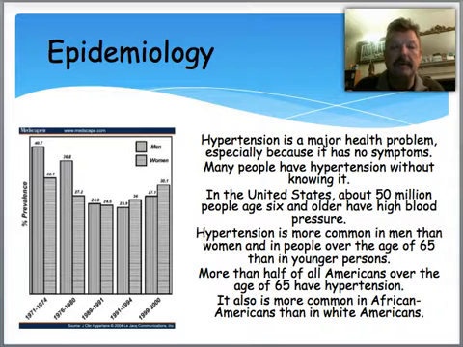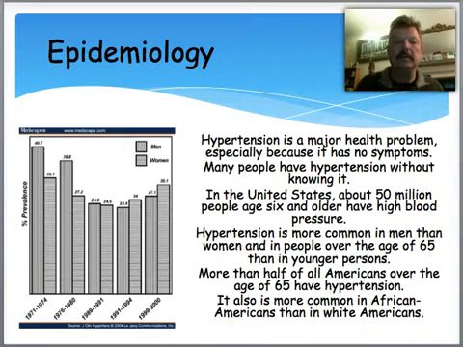Hypertension is more common in men than in women, and in people over the age of 65 than in younger people. More than half of all Americans over the age of 65 have hypertension. It is also more common in African Americans than in white Americans.